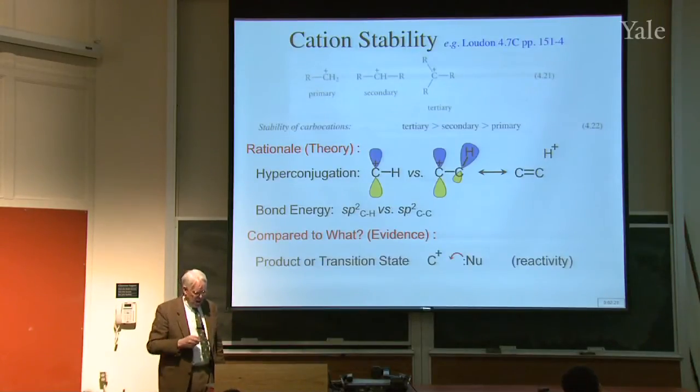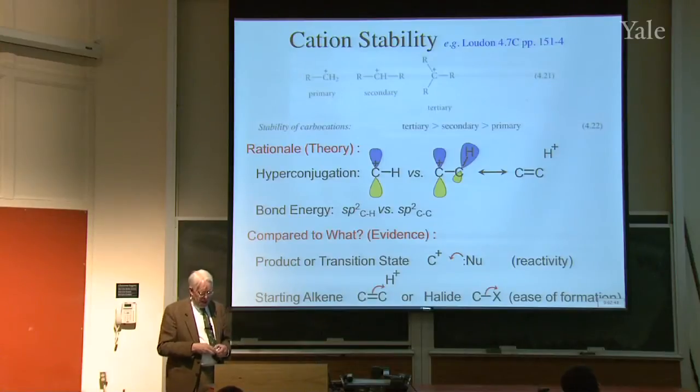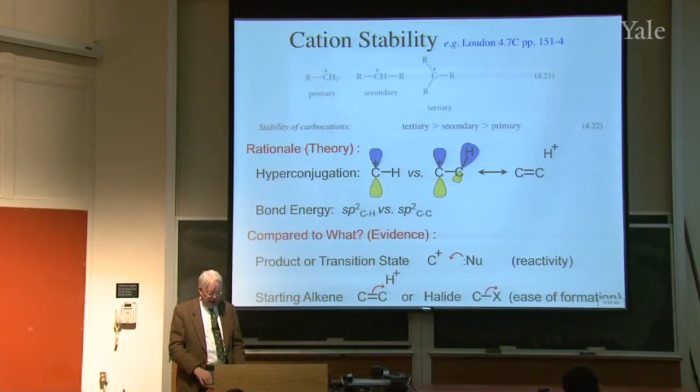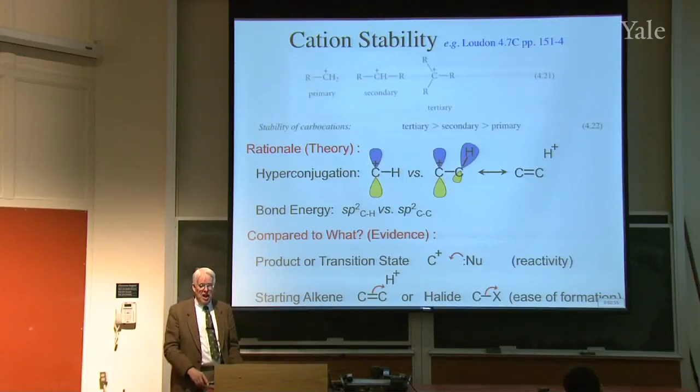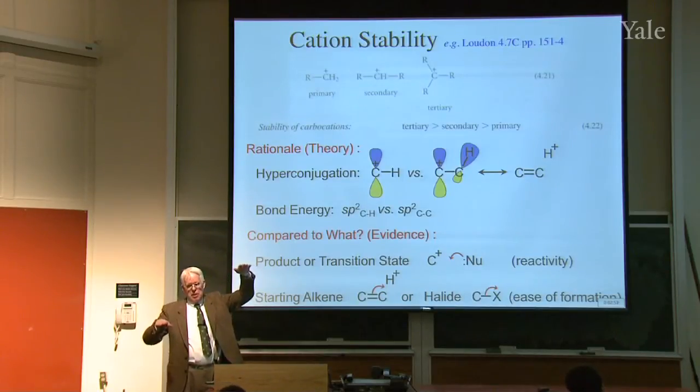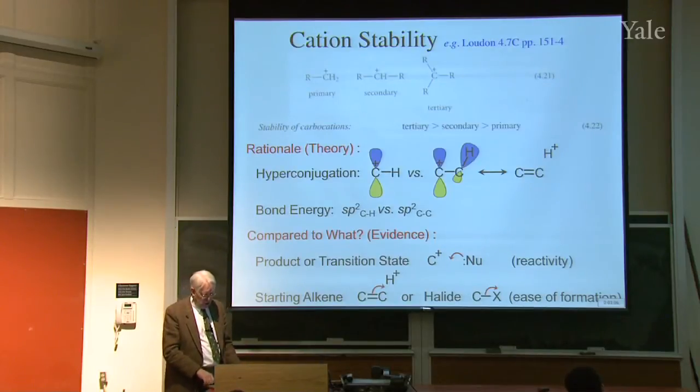So you could compare products or transition states. That is, you could look at reactivity. If you have a very unstable cation, you would expect it to be more reactive, right? So that would be one way that you could do it. Another way would be compare with the starting alkene. If it's easier to put a proton on, that would indicate that the cation you're leading to is more stable, right? The cation's uphill in energy typically, but if it's a more stable cation, it should be easier to form. So the reactions where you protonate the alkene should be easier.